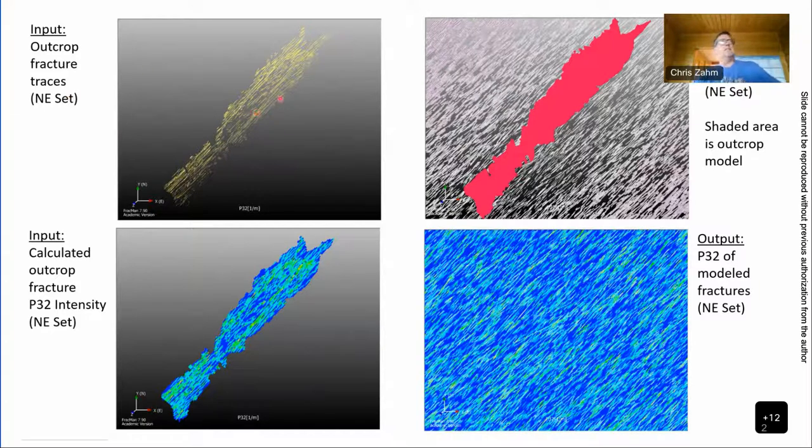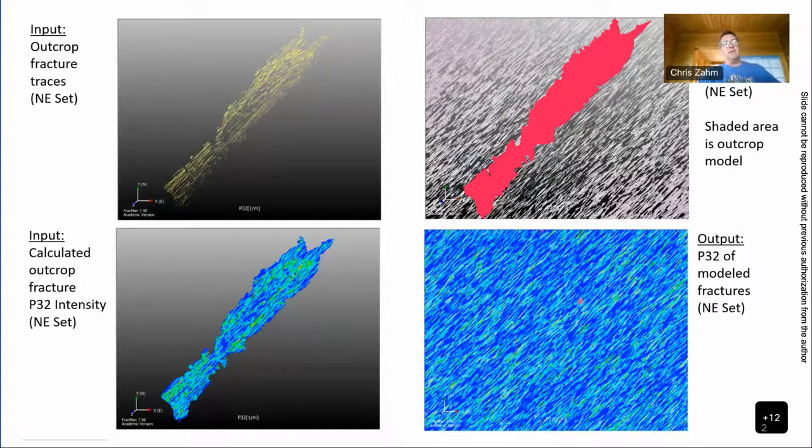So I take this northeast set. This pink colored object is the outline of the outcrop. So that's my control calibration area. And then what I want to do is calculate the P32 intensity of that northeast set inside that. And that's what this figure is. And then I want to take that P32 and distribute it to the entire block. So I'm using the same kind of intensity information here, and I'm distributing that through the whole piece so that I get information about the P32 inside this entire block.